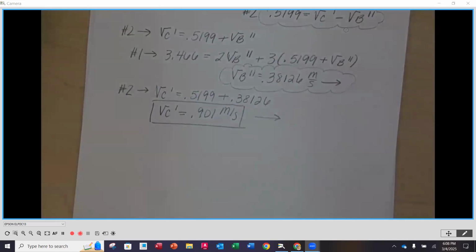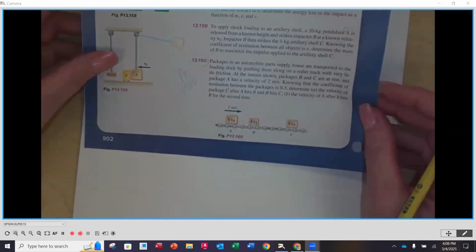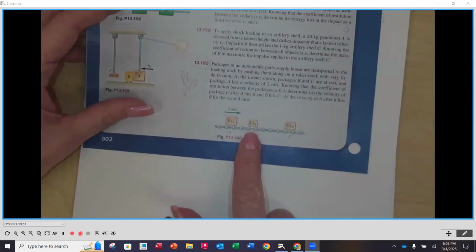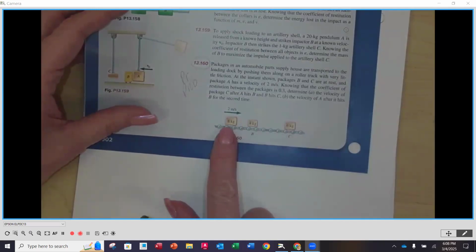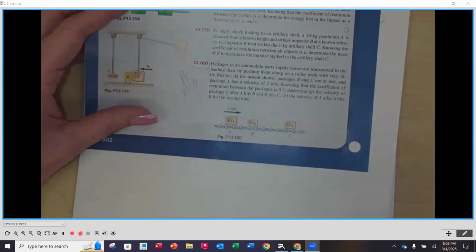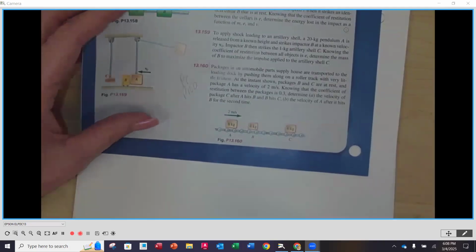So what we've analyzed so far is, A hit B, that was the first part, then B hit C. And we found out what C's velocity is after it gets hit by B. But now we're going to find that A is going to catch up to B again, and it's going to hit it a second time. So that's what we want to look at next, okay?